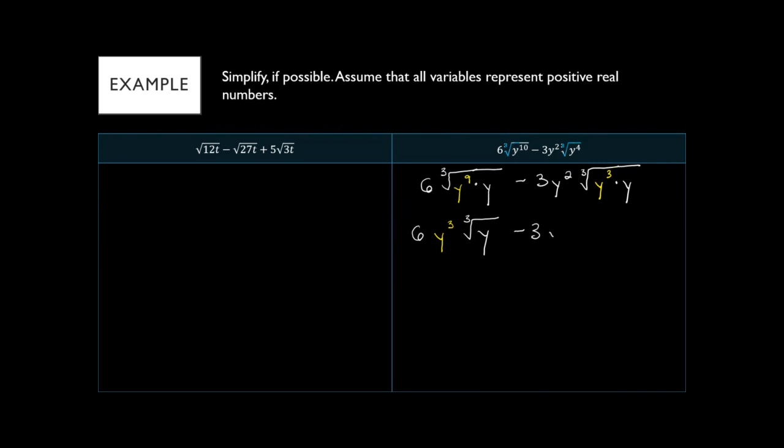Then I have minus 3y squared. And then when you take the cube root of y cubed, 3 divided by 3 is 1, so that pulls out as just a single y. And then I have my cube root of y. So that y came from taking the cube root of y cubed. Maybe if I highlight just part of the cube root, you might be able to see that a little better.